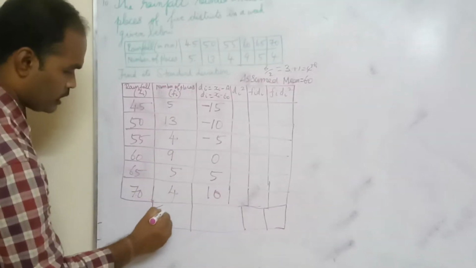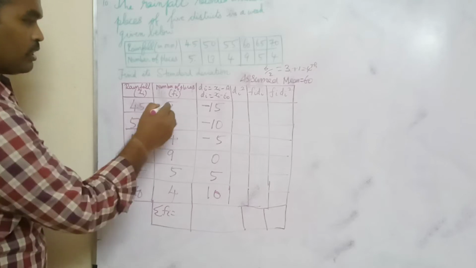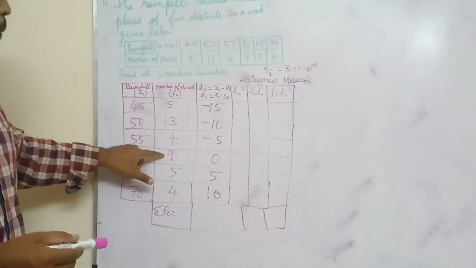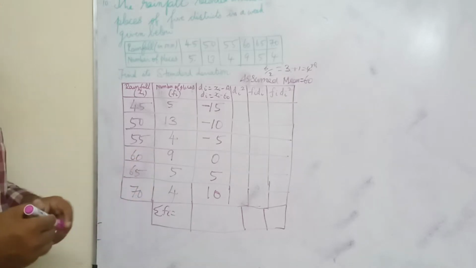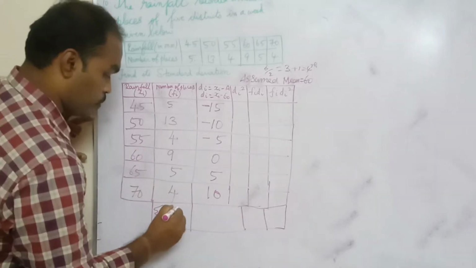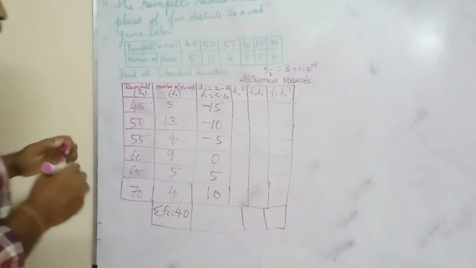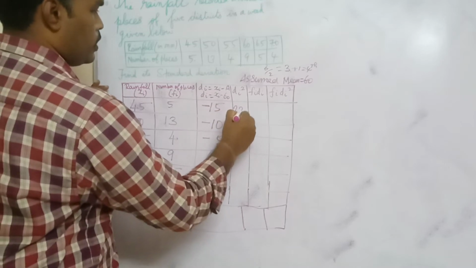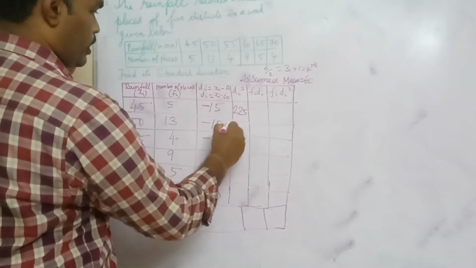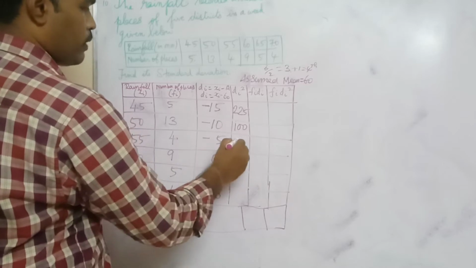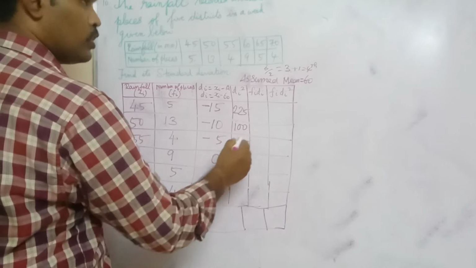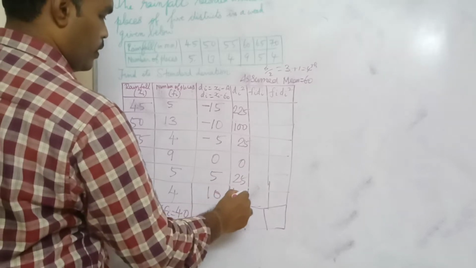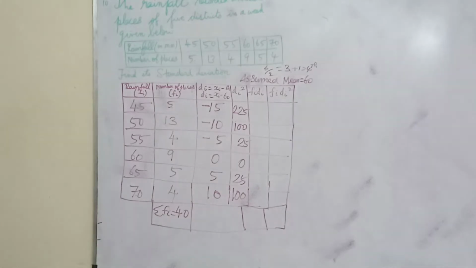Now sigma fi equals how much? 5 plus 13 is 18. 18 plus 4 is 22. 22 plus 9 is 31. 31 plus 5 is 36. 36 plus 4 is 40. Now di square: minus 15 whole square is 225. Minus 10 square is 100. Minus 5 square is 25. 0 square is 0. 5 square is 25. 10 square is 100.